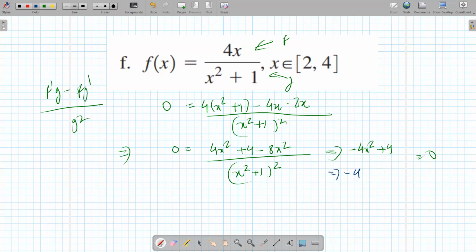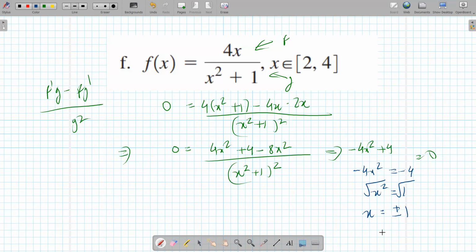If you pull out minus 4, what are you left with? Well, actually, you don't have to pull anything out. Let's just subtract 4 from both sides. So you'll get negative 4x squared equal negative 4. X squared will be 1. If x squared is 1, what's x? It's going to be plus minus 1. Okay, square root of both sides. Square root of anything is plus minus, right?